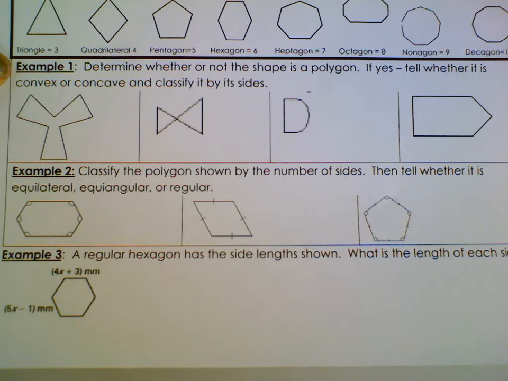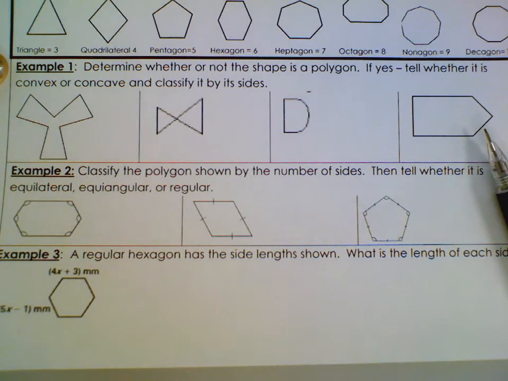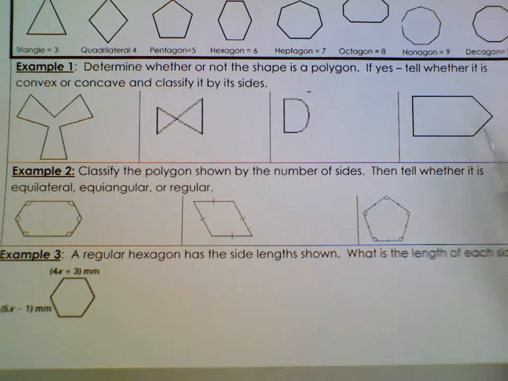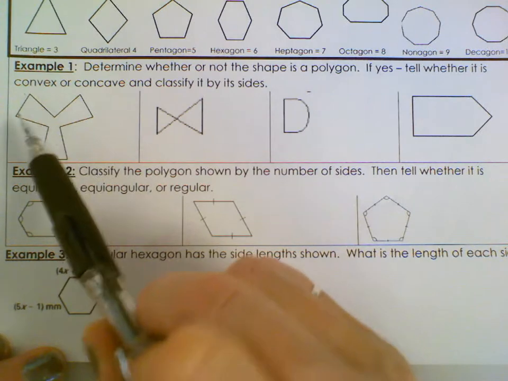Okay, so for these examples right here in this first example, we just have to investigate these figures and determine whether or not it is an official polygon or not. And then if it is, we're going to say if it's convex or concave. Oh, and classify it by its sides. We'll see what that means in a sec.